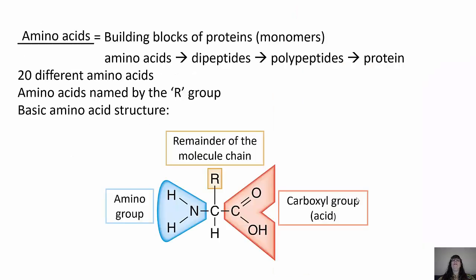As I said, the amino acids are the building blocks of proteins. So amino acids will combine to form dipeptides, which is just 2 amino acids together. They will then form polypeptides, which is multiple amino acids together, which will then form a protein. We have 20 different amino acids, and amino acids are actually named by their R group, so the remainder of the molecule chain. The basic structure of an amino acid is this. You have an amino group and a carboxyl group attached to a carbon, and then you have a hydrogen and an R group attached to that carbon as well.